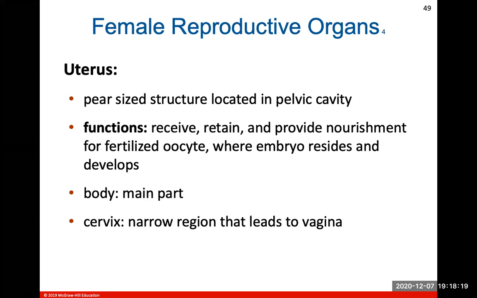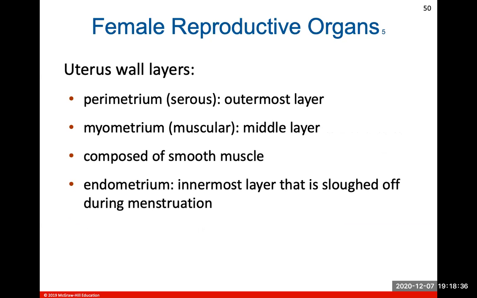And tubal ligation, so getting your tubes tied or cut, causes sterilization of the female. The uterus is a pear-sized structure located in the pelvic cavity. It functions to receive, retain, and provide nourishment for the fertilized oocyte, where the embryo resides and develops. There's a body, which is the main part, and the cervix is the narrow region that leads to the vagina.